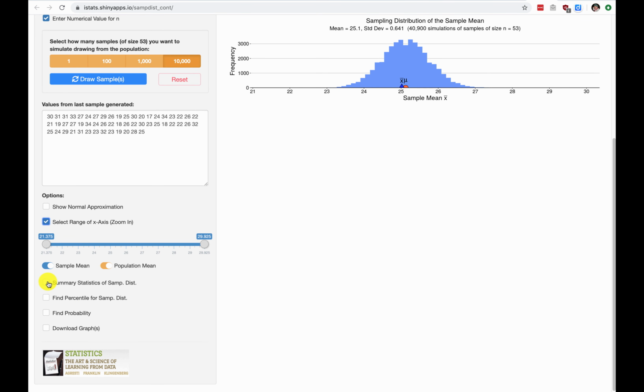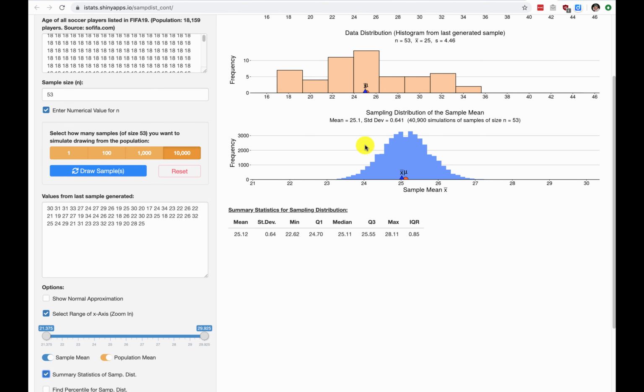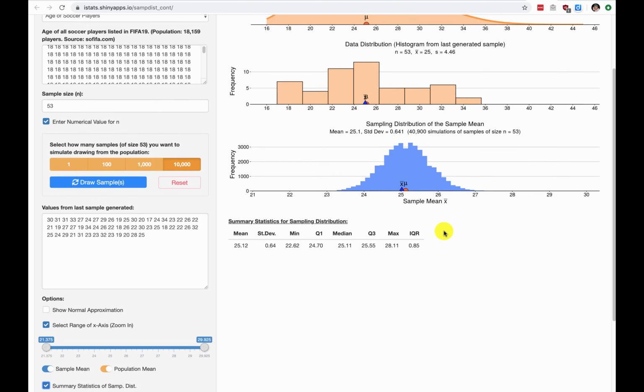You can click on Summary Statistics of the Sampling Distribution. So that's the third graph here, the sampling distribution. Here's the mean, the standard deviation of all those samples, and then the min, the 5-number summary, and the IQR.